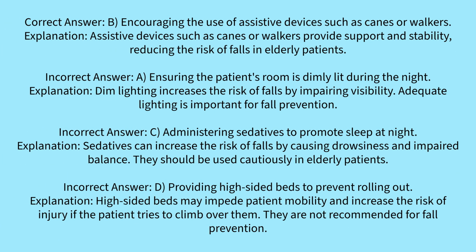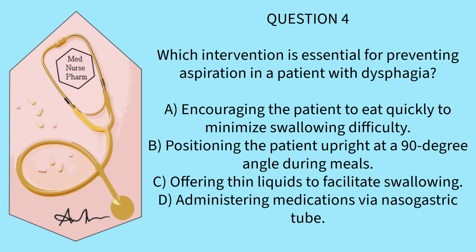The correct answer is B, encouraging the use of assistive devices such as canes or walkers. Assistive devices such as canes or walkers provide support and stability, reducing the risk of falls in elderly patients. Question 4. Which intervention is essential for preventing aspiration in a patient with dysphagia? Encouraging the patient to eat quickly to minimize swallowing difficulty, positioning the patient upright at a 90-degree angle during meals, offering thin liquids to facilitate swallowing, administering medications via nasogastric tube. Pause the video and select your answer.